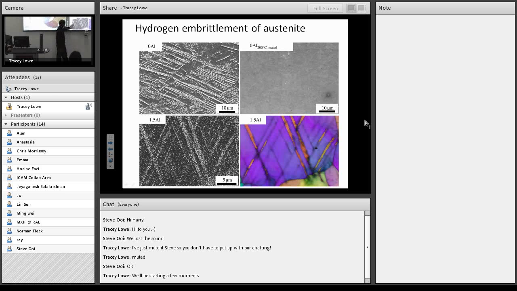And this is the aluminium containing alloy. Again, you can see hydrogen through the silver particles at those twin interfaces.